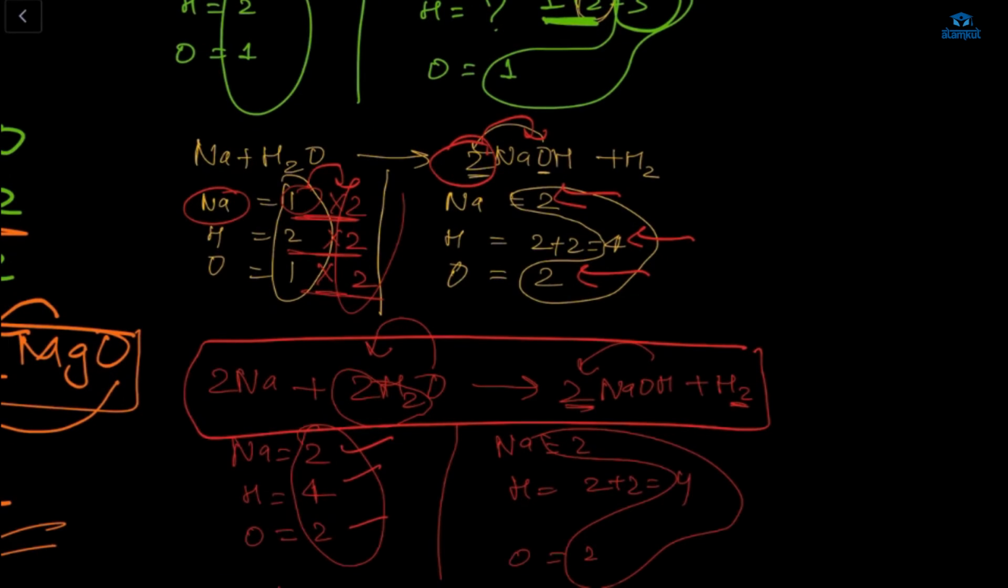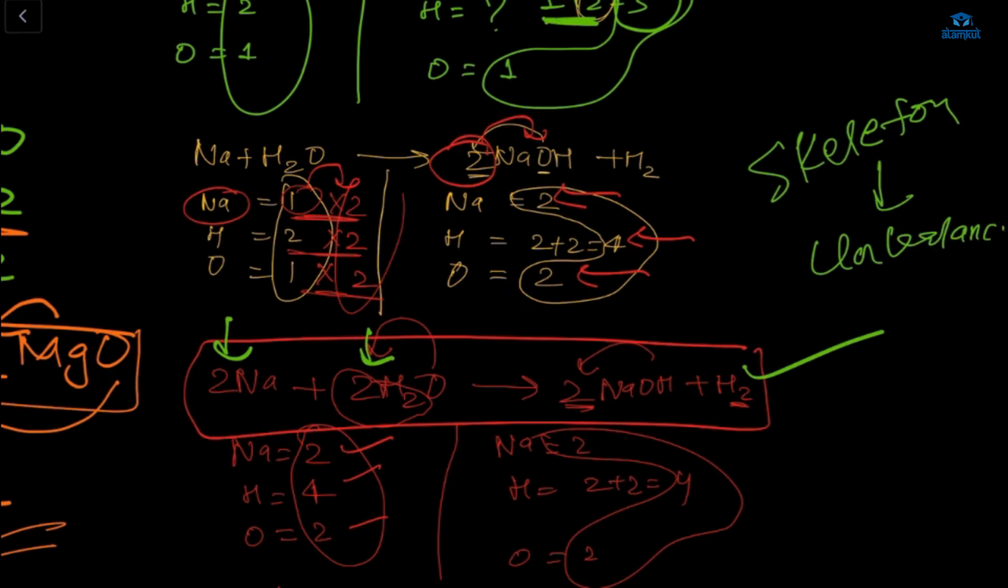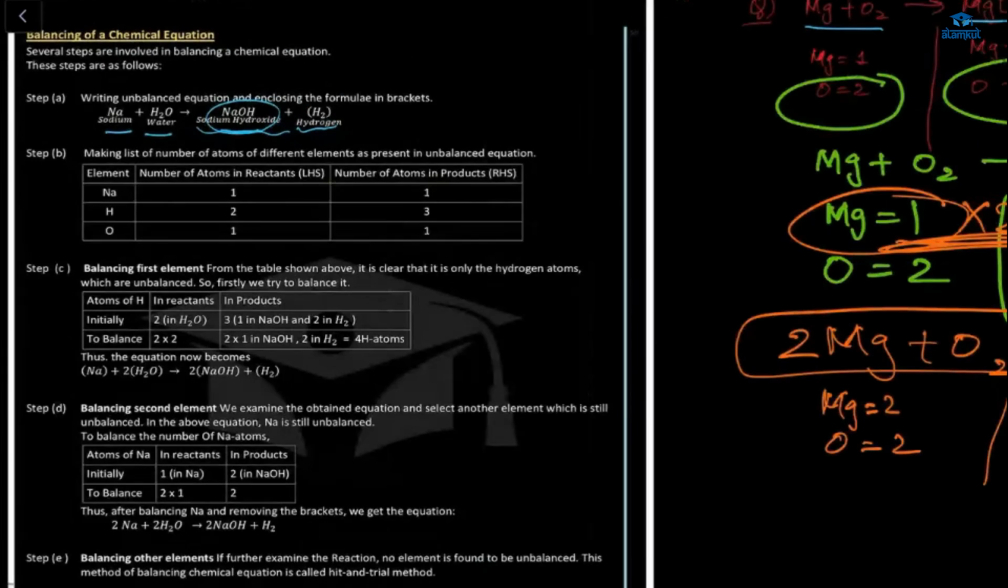Then I can easily write 2 here and 2 here, then my chemical equation will be balanced. And what's the name of an unbalanced chemical equation? What's that specific name? Skeleton. Yes, very good. Skeleton for what? For an unbalanced chemical equation. Now, this example is done.